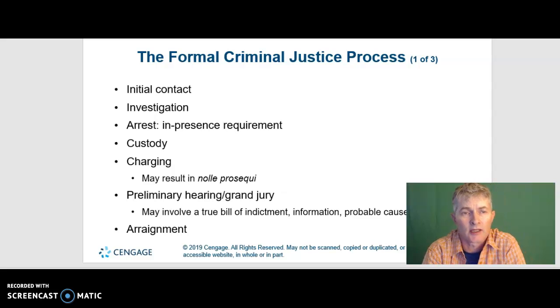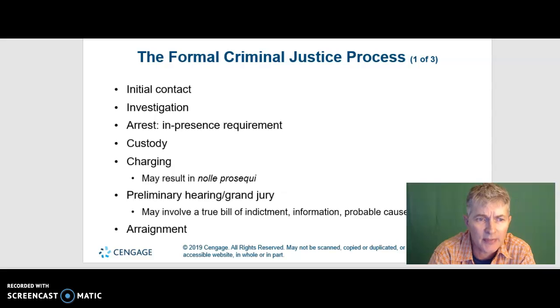So, what's the formal criminal justice process look like? Well, we can think about the process in reference to the 15 steps in the formal criminal justice system. The first step is initial contact. In most cases, this is where a police officer observes a crime or is dispatched to a crime scene. The next step is, of course, investigation.